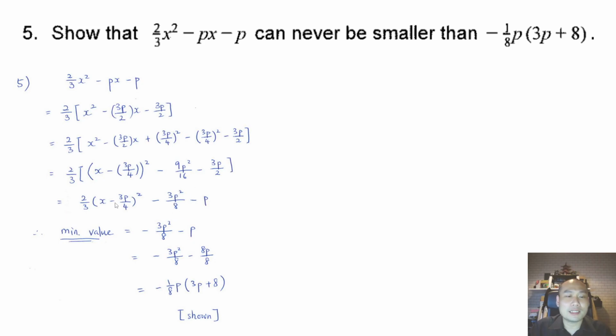So that means that my h right now is 3p/4. My k is this entire expression over here. My k is negative 3p squared over 8 minus p. So this is my k. My minimum value is my k, right? So this is a minimum value. I make them into the same denominator, and then I extract out common factor, and hey, it looks exactly like what I'm trying to show.